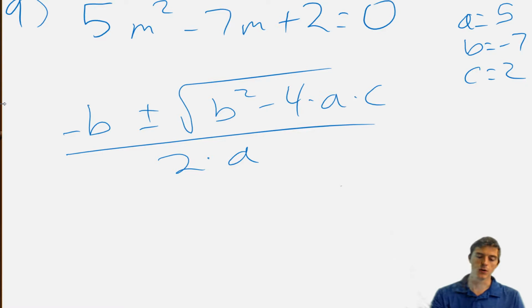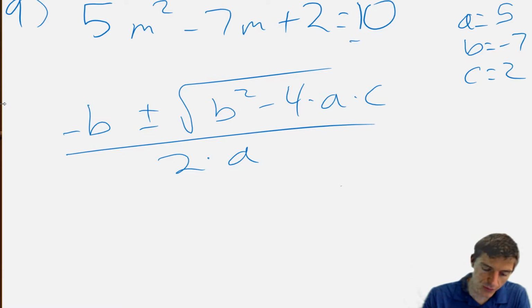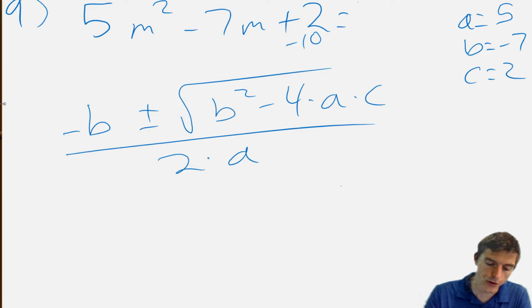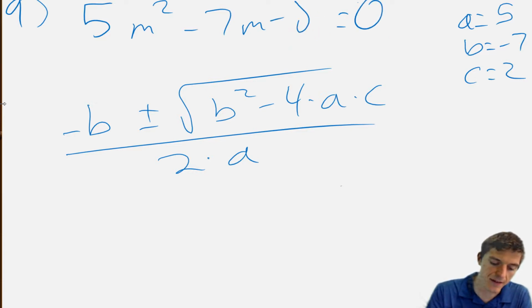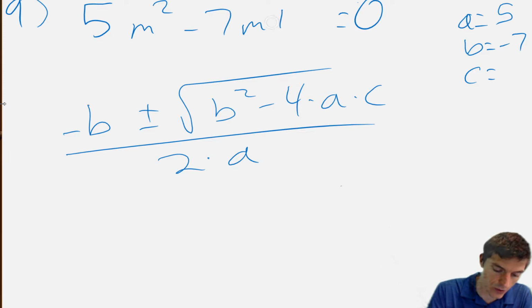If this thing wasn't equal to 0, I'd have to get it equal to 0 first. So let's say that this problem was 10 right there. What I'd have to do first is subtract 10 from both sides to make this equal to 0. And 2 minus 10 would get me negative 8. So now my c value would be negative 8, right? That's not what it is in this problem, so I'll leave it like that.